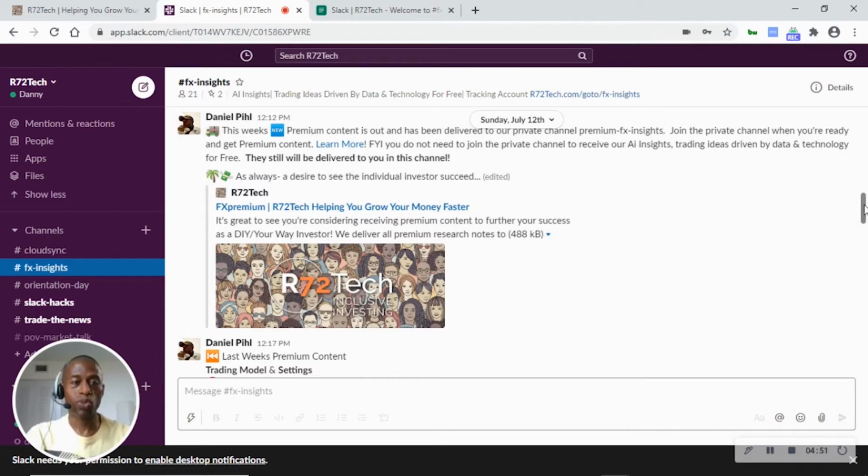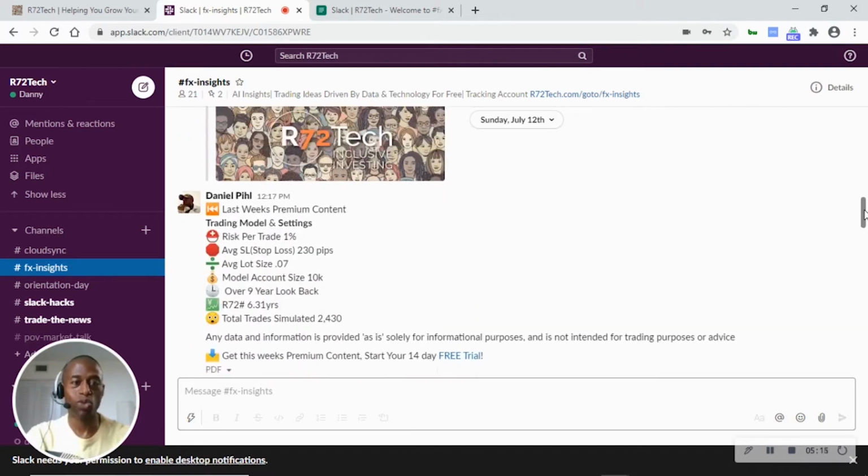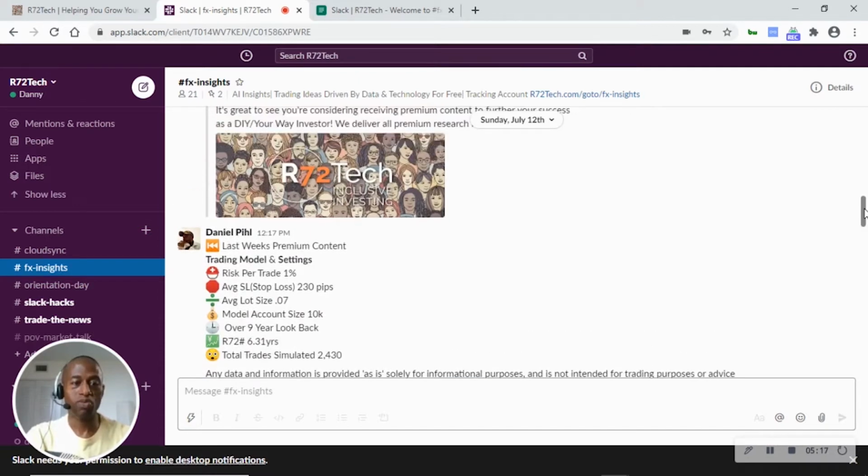But what we do is we also share with you the previous week's trading models, the previous week's premium content, so you have an idea of what the premium content looks like. It's not there for you to use because obviously it's for the previous week. The premium content is for the next week of trading coming up. So we're showing you the previous week just so you have an idea of what the premium content looks like in case you want to start to receive it.